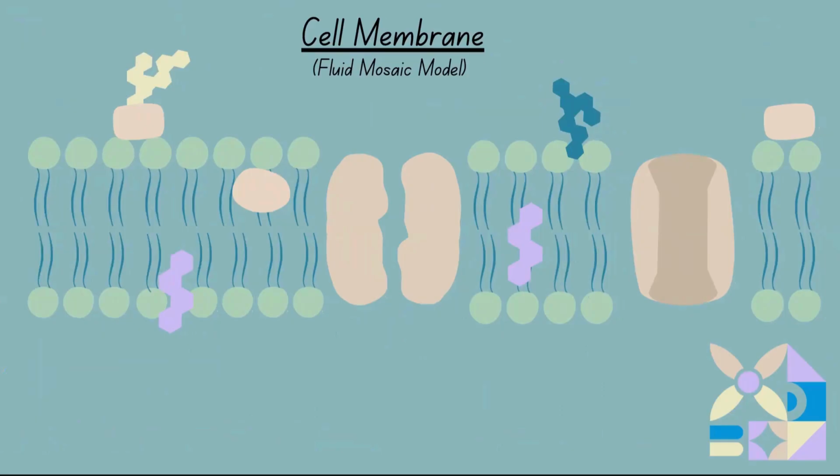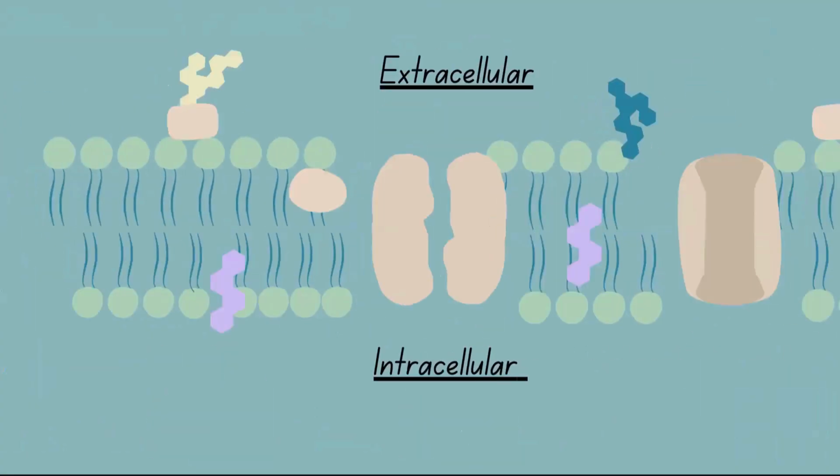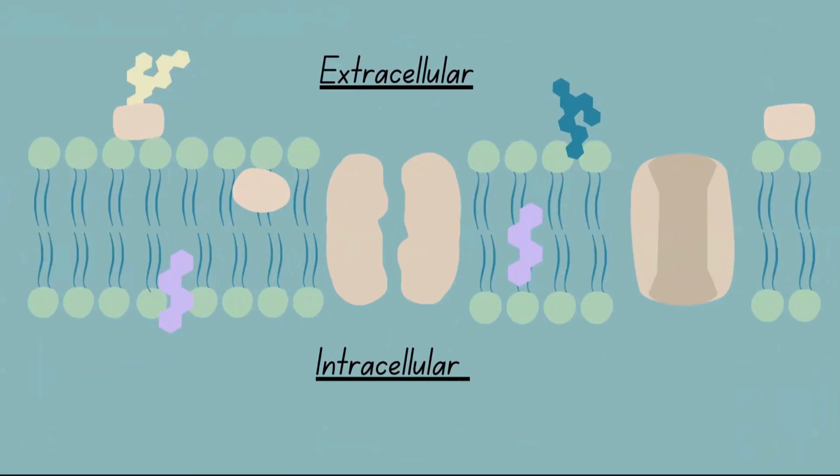The phospholipid bilayer is composed of phospholipids arranged in 2 layers that determine what can go through it. The cell membrane is sometimes referred to as the fluid mosaic. The extracellular side of the phospholipid bilayer faces the cell's environment, while the intracellular side faces the inside of the cell.